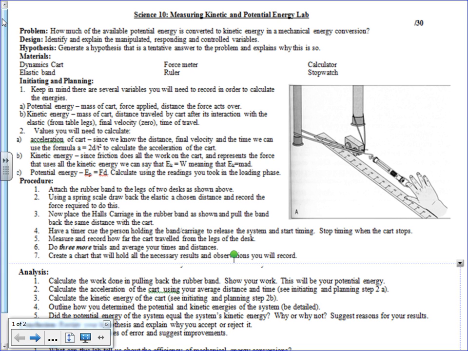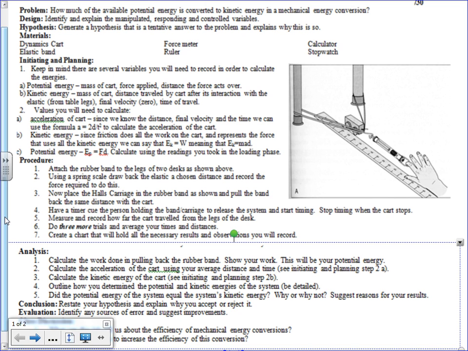Everybody follow me there? So that's kind of what we're going to be doing here. We can calculate the potential energy by figuring out how much work we do in pulling back the rubber band. So we're looking at how much of the available potential energy is converted to kinetic, in a mechanical energy conversion. We want to identify the manipulated, responding, and controlled variables. In the procedure here, we'll outline the procedure and then we'll look at what those variables might be.